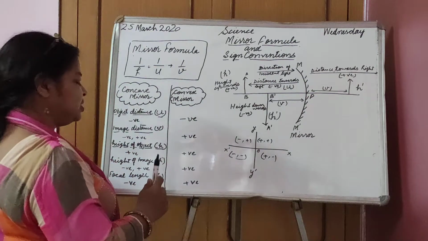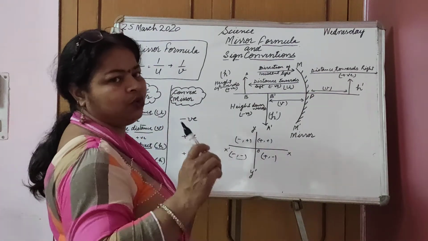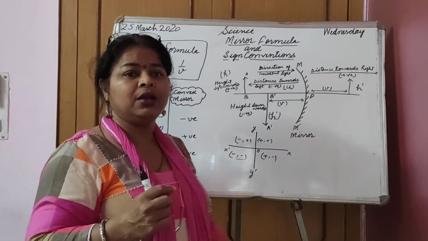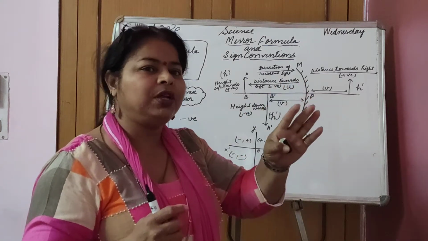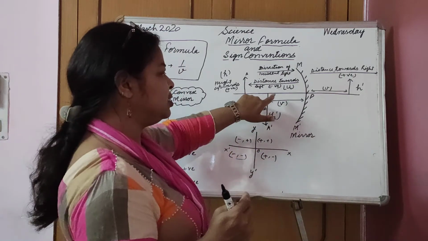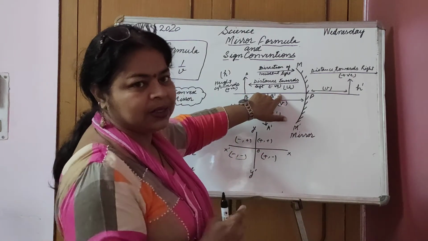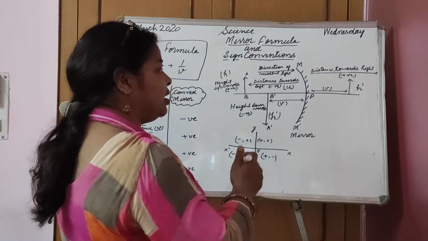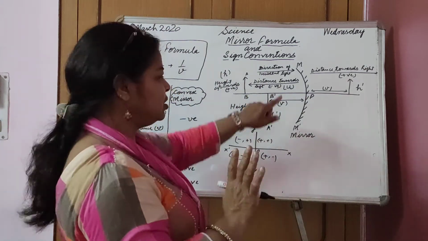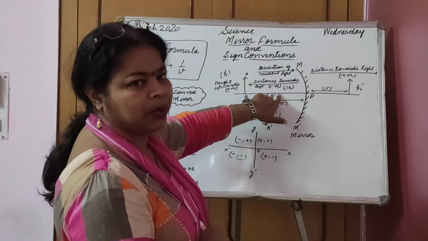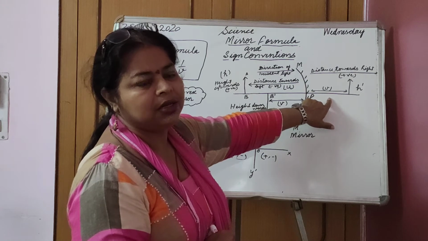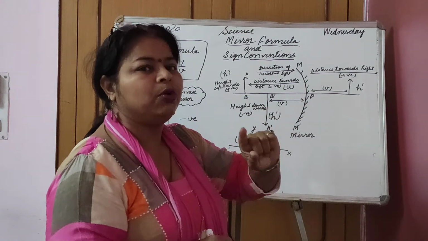Then comes the last one, focal length. What is focal length? It is the point on the principal axis where the incident rays, after being reflected from the mirror surface, meet at a point on the principal axis. In a concave mirror it would always be negative because it forms in front of the mirror, while in convex it always meets behind the mirror, that's why it will be positive.